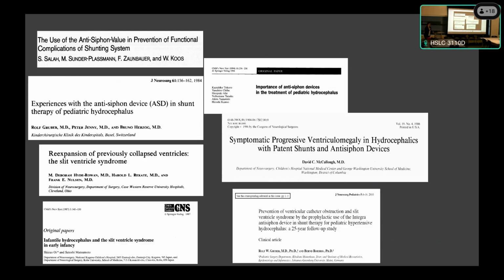Some showed how it decreases the rate of subdural hematomas. Others showed how the ventricles increase in size over time, and others showed how slit ventricle syndrome also decreases. But nobody really explained how or why the anti-siphon devices are doing that.